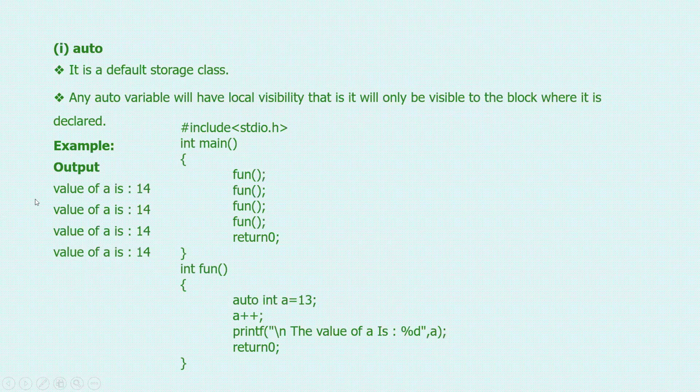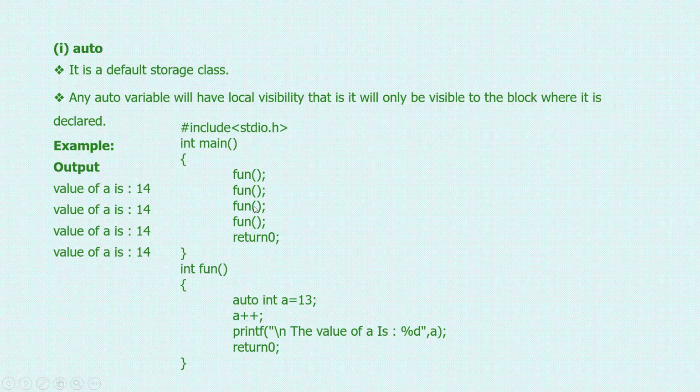First is auto. It is the default storage class. For all the variables, auto is the default class. So, if any variable is declared, suppose A is a variable. In this program, we have a function. In that, we have a variable A equal to 13. Only to that function, that A value is visible. So, if we increment it, 13 will become 14.